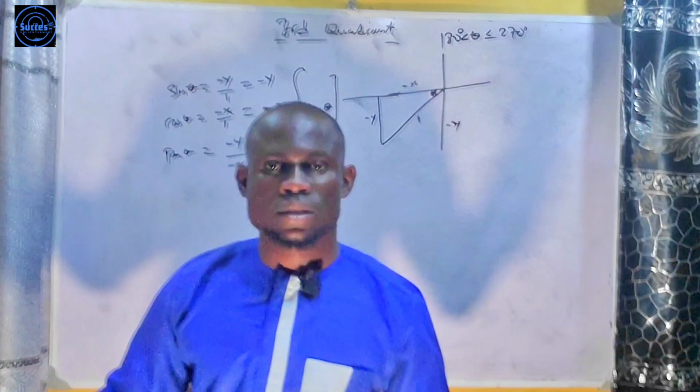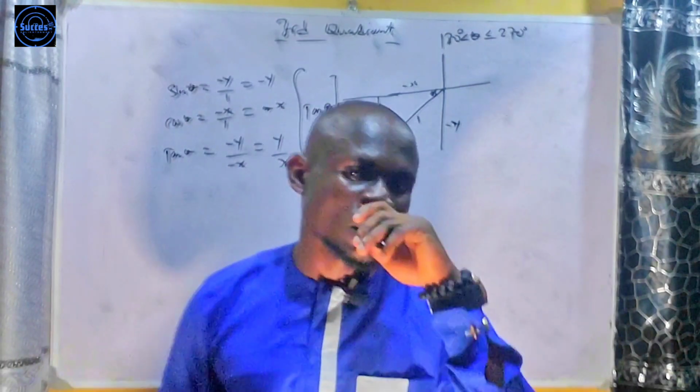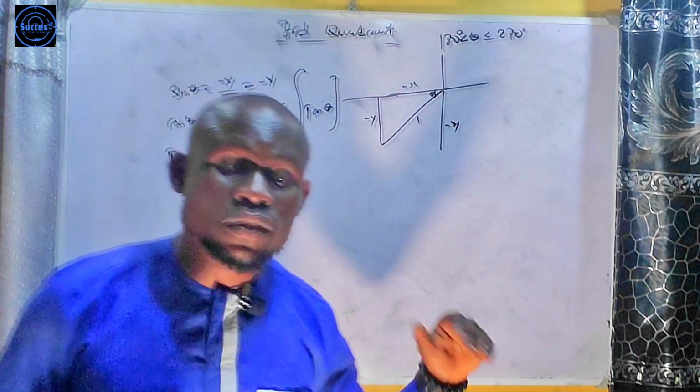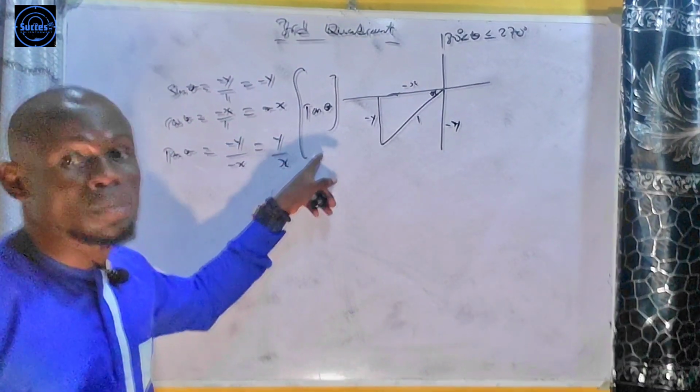Only tan theta is positive in the third quadrant. The rest, sine and cosine, are negative in the third quadrant. So this is important. You must always have this at the back of your mind.